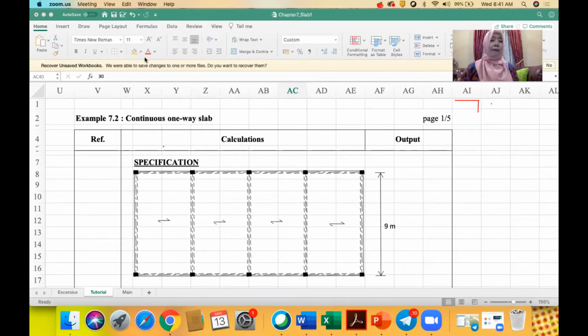Okay, now we have an example of a continuous one-way slab. Why one-way slab? Look at the slab. We have the dimensions here.